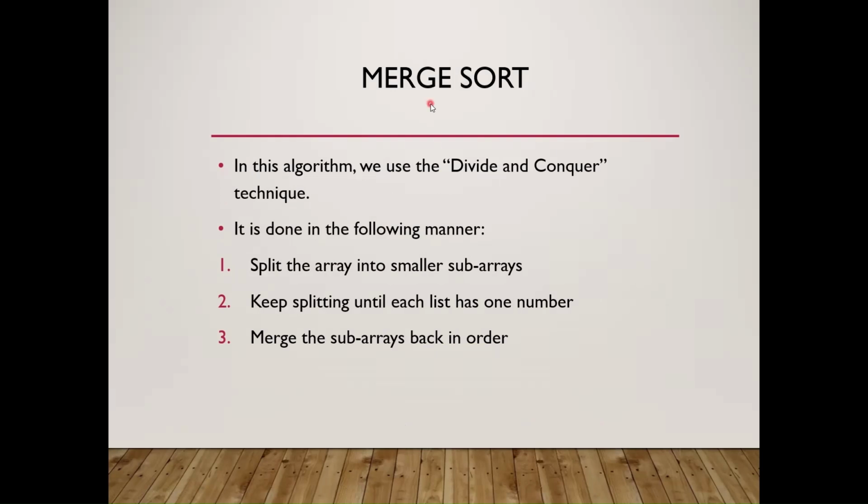Now we will talk about merge sort, and it is a type of divide and conquer algorithm. It is done in the following manner. It splits the array into smaller arrays, and it keeps splitting until only one element is left in the array, and it then starts merging them back in a sorted manner.